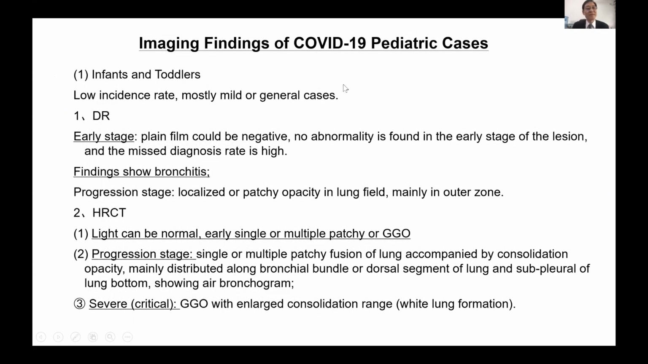How do you image COVID-19 pediatric cases, infants and toddlers? Low incidence rate, mostly mild general cases. X-ray: in the early stage, plain film can be negative. Abnormality is found late relative to the lesion, and the misdiagnosis rate is high.